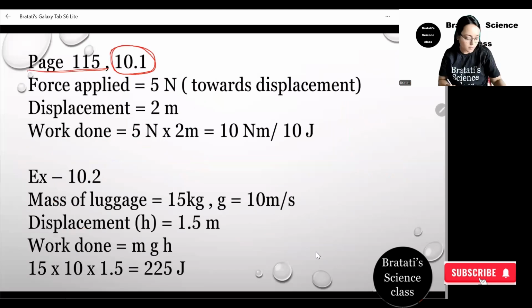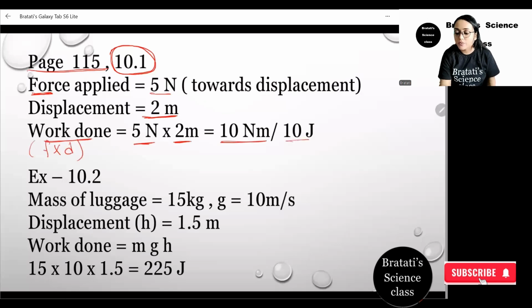Now coming to page number 115, exercise 10.1. If you have the NCERT book, we are doing from this book, the NCERT book of class 9 science. Here it's given that a force of 5 Newton is acting on an object. The object is displaced through 2 meters in the direction of the force. So it is positive work. The displacement D equals 2 meters. So work done, we know, is F into D. Here F is 5 Newton, D is 2 meters, so 5 into 2 is 10 Newton meter, or we can say 10 Joule.